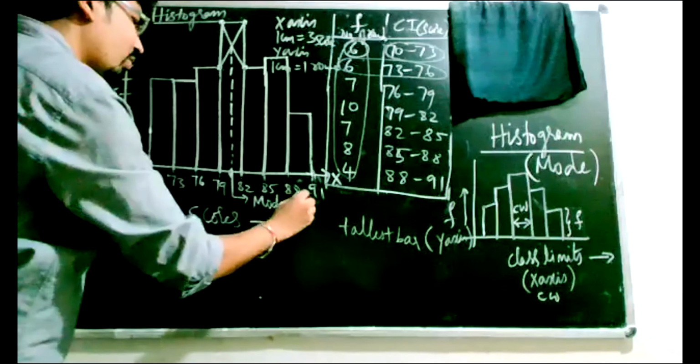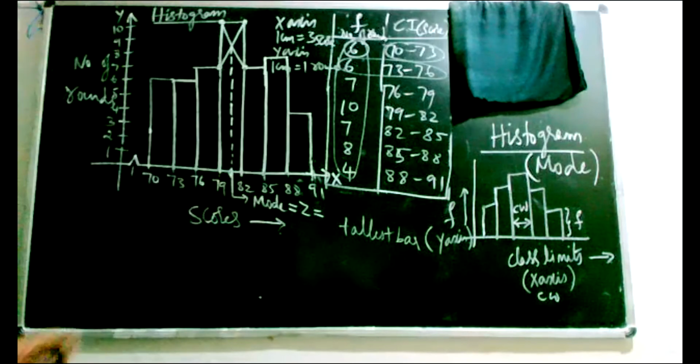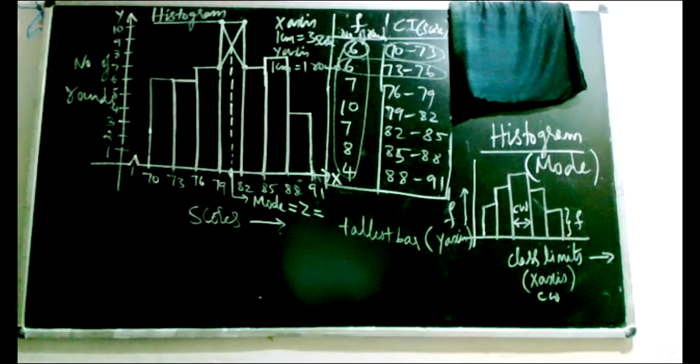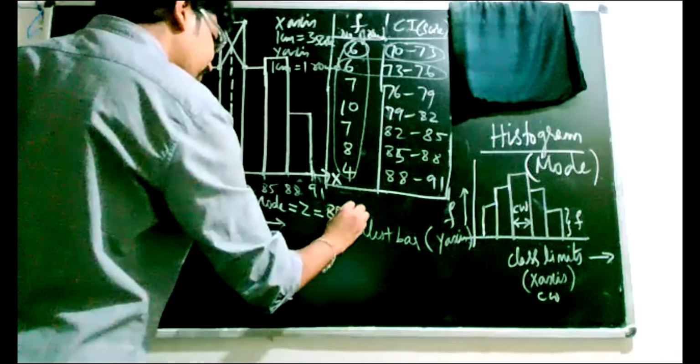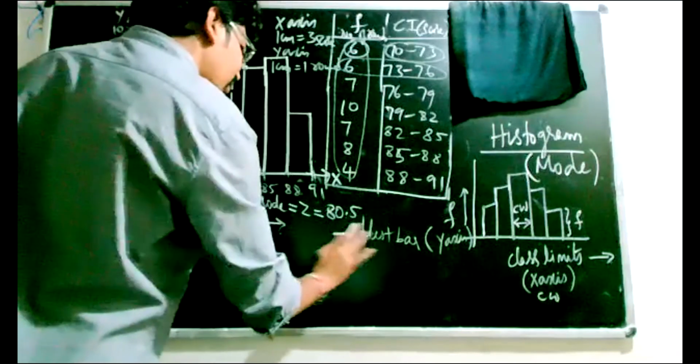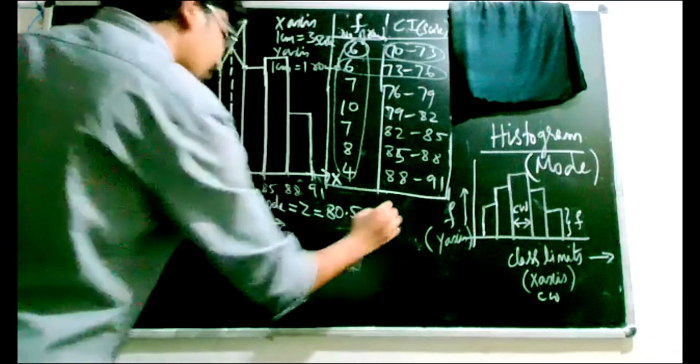We indicate mode by the symbol Z. So here it is exactly in between 79 and 82, so that will be equal to 80.5. So the mode is 80.5 score. So the modal score is 80.5.